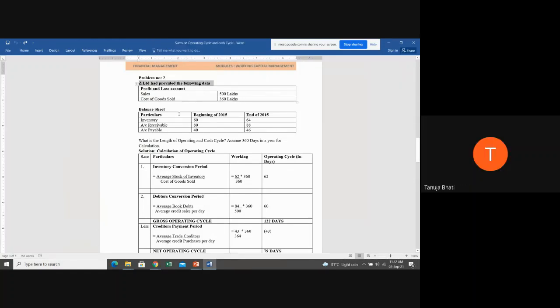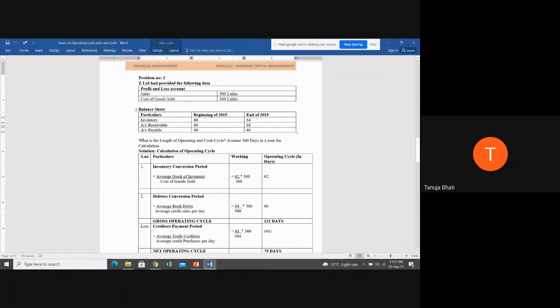Z Limited has provided the following data. Sales is given as 500 lakhs and cost of goods sold is 360 lakhs. Inventory at the beginning is 60, and at the end of the year it is 64. Accounts receivable at the beginning is 80. Accounts receivable is your debtors. Accounts payable is your creditors, this you already know. Very good. So the beginning of the year and end of the year figures are given.